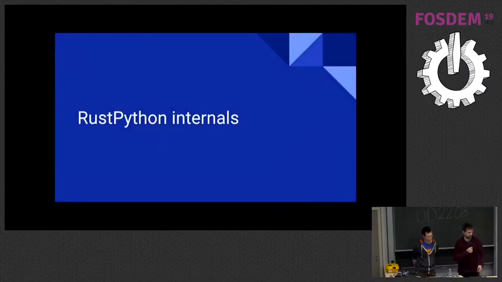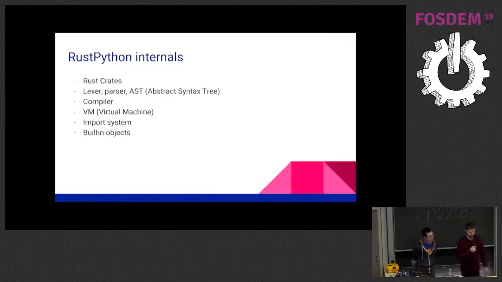So I will go into the more RustPython internals: what did we make so far and how does it work? I will talk about which crates we have, the internals, compiler, VM, how the import system works, and the built-ins.